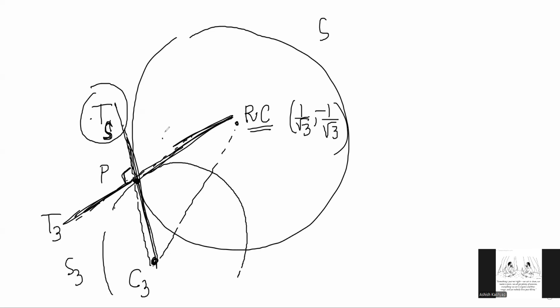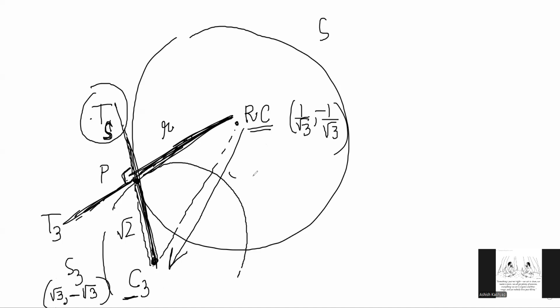So now if the radius of the radical circle is r, we already know this radius is root 2, and we already know this distance, because we know the location of this center. The location of center 3 was root 3 comma minus root 3, right? Because we had taken the circle to be in the fourth quadrant, right? So we know the distance formula from here.